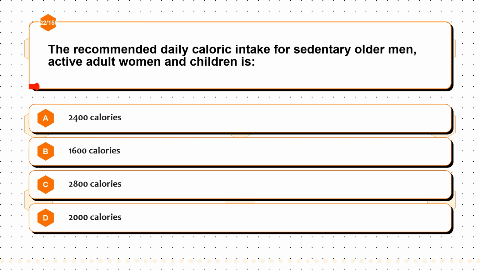Question 2. The recommended daily caloric intake for sedentary older men, active adult women, and children is. Here are the options. Option A. 2,400 calories. Option B. 1,600 calories. Option C. 2,800 calories. Option D. 2,000 calories.